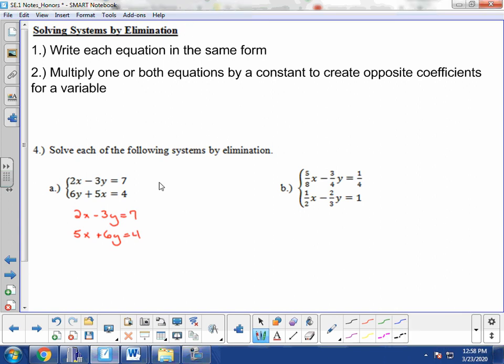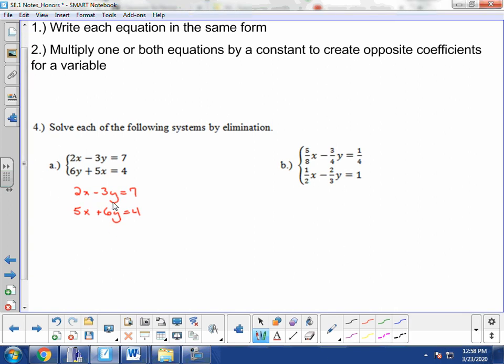So if we take a look at 4a, let me look at maybe the y's. We notice that the coefficient of one of the y's is -3, and the coefficient of the other is 6. Well, what I really want is those coefficients to be the same number but opposites. So what could I multiply here to get the coefficients to be the same number but opposites? If you said multiplying the first by 2, you'd be correct. You could also multiply the second by 1/2, but I'm going to try to avoid fractions here if I can.